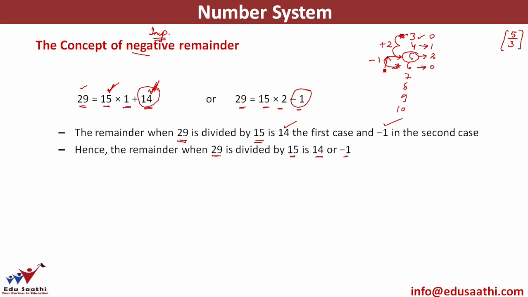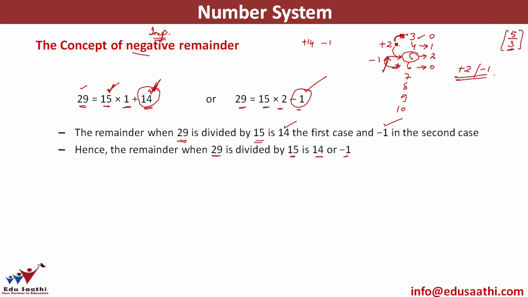So from the next multiple, that means to reach the next multiple, I need one more. To get to a multiple of 15, I need to have 15 jumps. I already have 14. So how many more do I need? I need one more to move to the next multiple of 15. So plus 4 and minus 1 is the same thing here. When I'm dividing it with 3, plus 2 and minus 1 is the same thing.